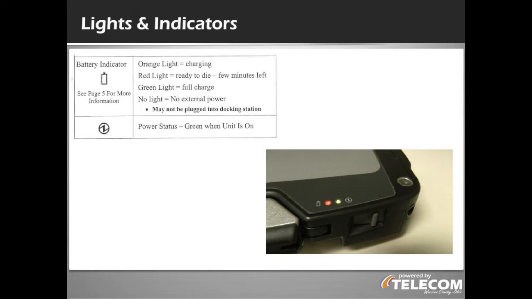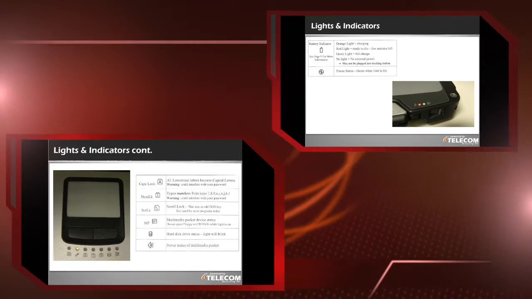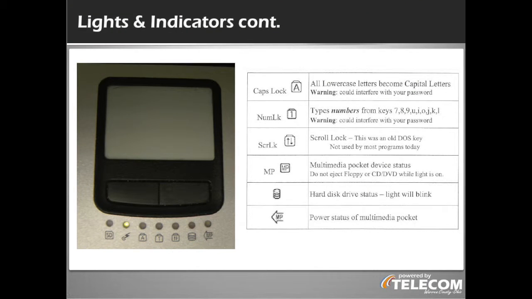Once you open the MDC, you will see lights and indicators. The left light tells you if your battery is charging, ready to die, or fully charged. The right light will be green if the MDC is powered up. Below the touchpad are additional lights to show SD card activity, power status, caps lock, num lock, scroll lock, if your hard disk drive is being accessed, and if your multimedia pocket is in use.